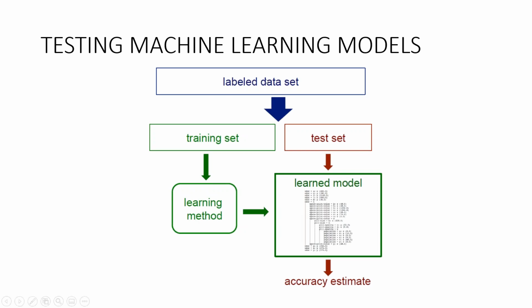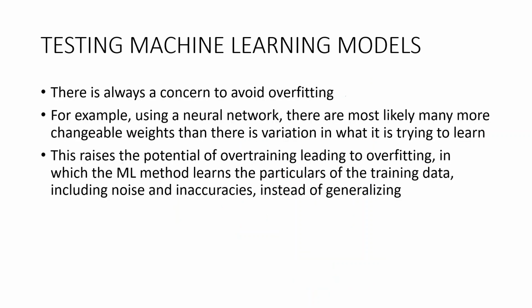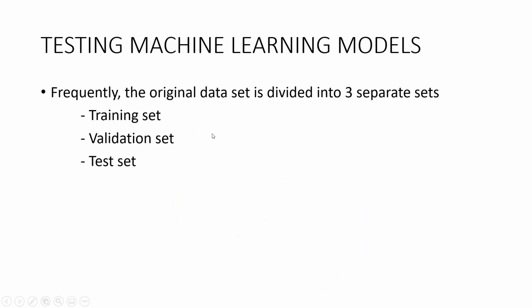So here's how you do it. You have a labeled data set, this is supervised learning, divided into a training set and a test set, and there's no overlap. You expose the learning method to the training set and train it, and then you expose the trained model to the test set, data it's never seen before, to see how good or how accurate it is. And actually, instead of 2 sets, frequently if you have enough data, you divide it into 3 sets: a training set, a validation set, and a test set. The reason for the validation set is to help you avoid overfitting.